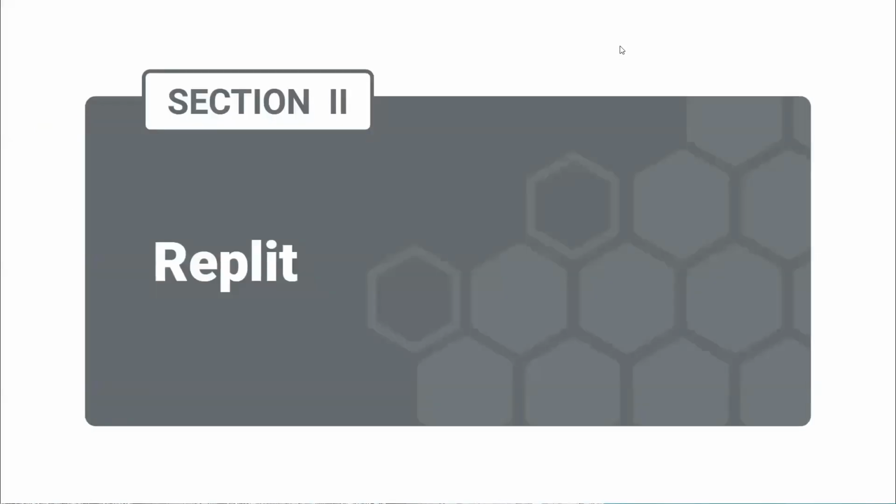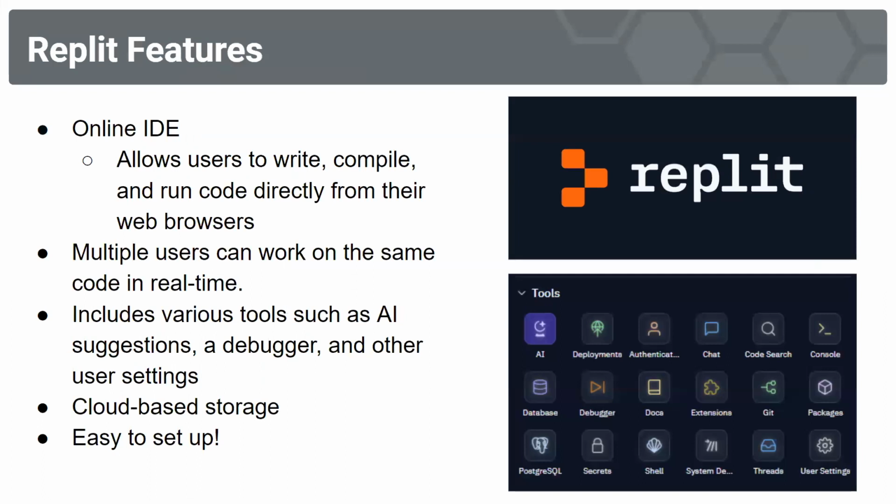Next, I'll talk about Replit. Replit is an online IDE which allows users to write, compile, and run code directly from their web browsers. This means that multiple users can work on the same code in real time. Replit includes various tools such as AI suggestions, a debugger, and other settings that the user can set. Replit also features cloud-based storage, which means that you can sign in on any device and access your projects. Lastly, it's very easy to set up.